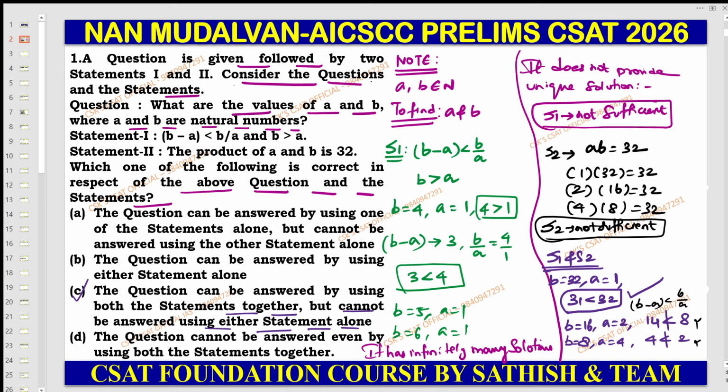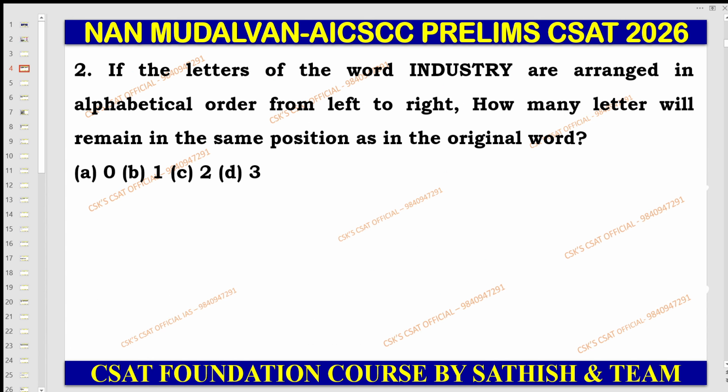The only one that satisfies both the statements here, A into B is equal to 32 and B minus A lesser than B by A, is A is equal to 1, B is equal to 32. Everyone understood? Junaid understood? Okay. Shall I move on to the next step? Okay, good. Next question.